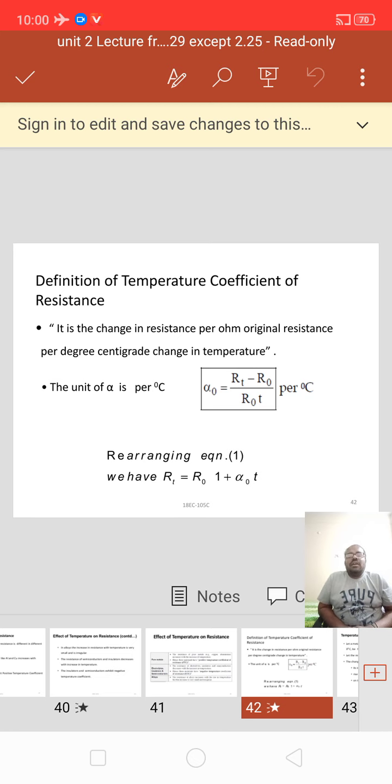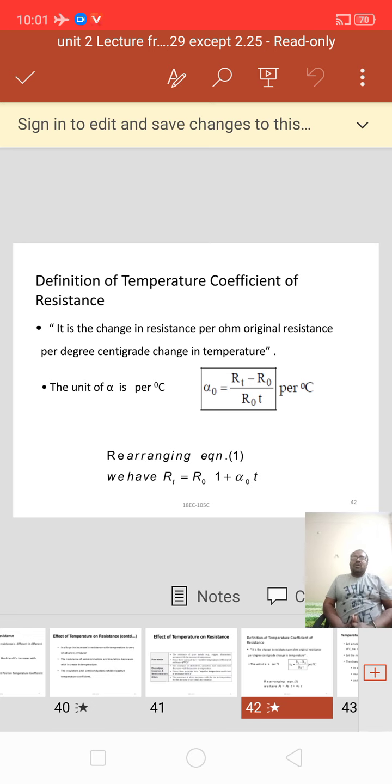Now we have the definition of temperature coefficient of resistance. It is defined as the change in resistance per ohm of original resistance per degree centigrade change in temperature. The unit of temperature coefficient of resistance alpha is per degree Celsius.